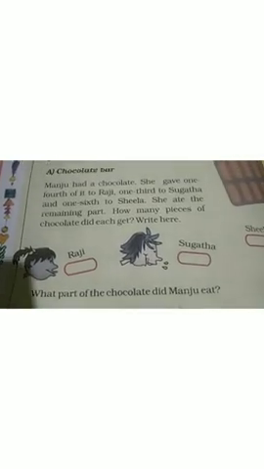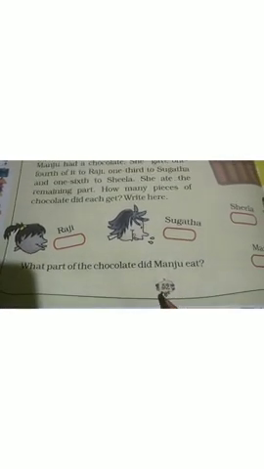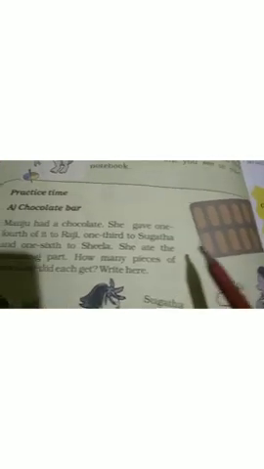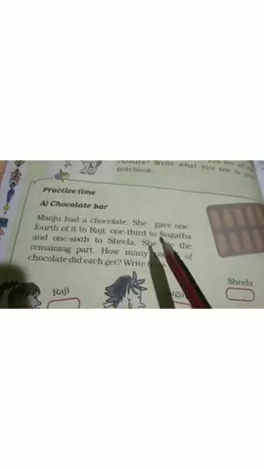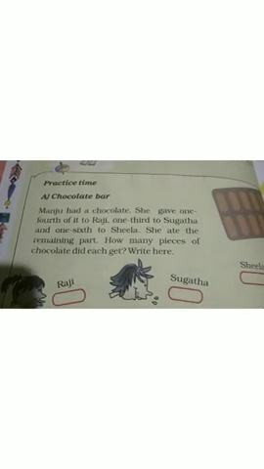Discuss chapter 4, parts and whole. This first page we have completed. Now we can discuss the second page, that is page number 52. Manju had a chocolate. Then she gave 1/4 to Raji.